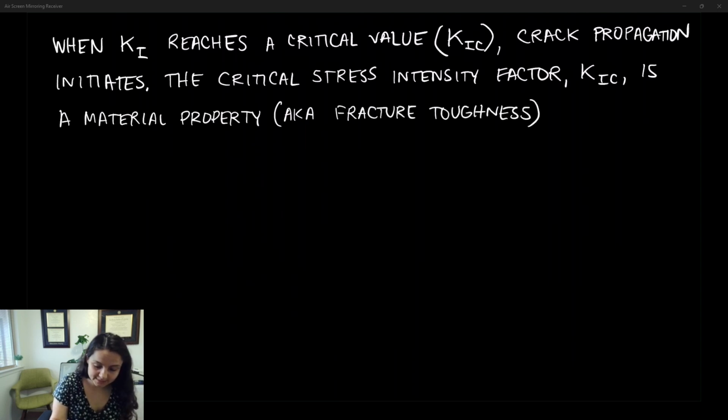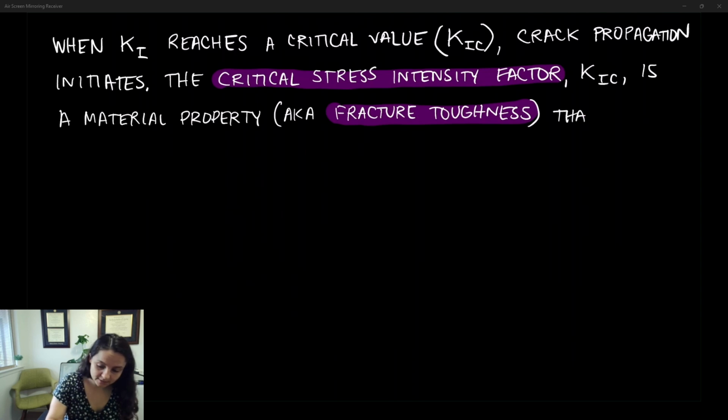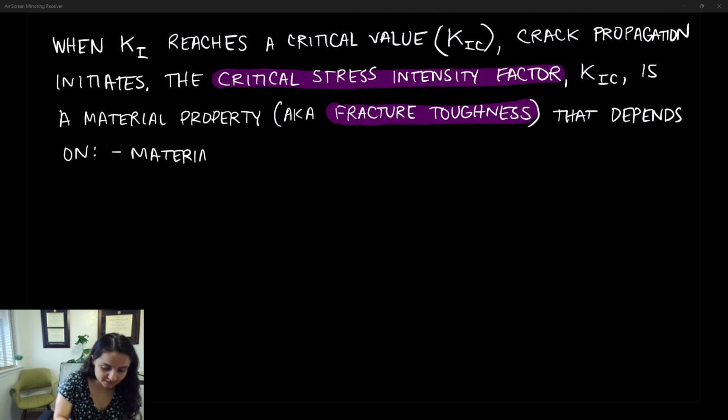All right, and this K1C is called the critical stress intensity factor. Sometimes it's also referred to as the fracture toughness of the material. And that material property depends on a few things. First of all, of course, it depends on the material. Do we have a steel? Do we have an aluminum? And what kinds of heat treatments have been applied to that material. Those factors all matter when it comes to the critical stress intensity factor, or fracture toughness.